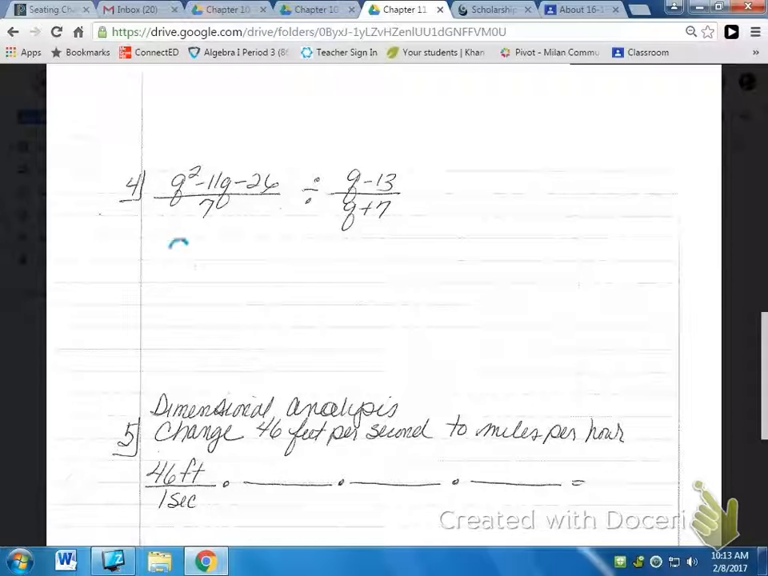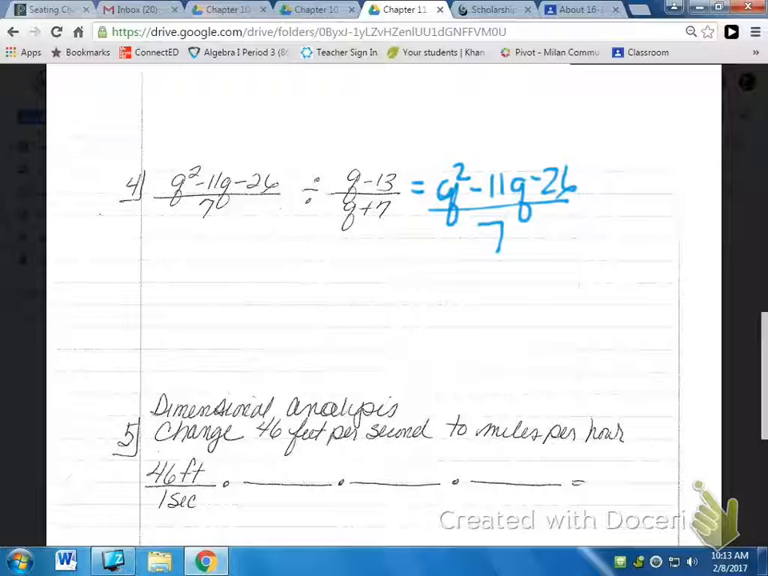Okay, so I've got to rewrite it. So q squared minus 11q. Actually, I think I'm going to put it over here so I have room. Q squared minus 11q minus 26 over 7 times q plus 7 over q minus 13. Okay, so we change from division to multiplication and you flip the second fraction.